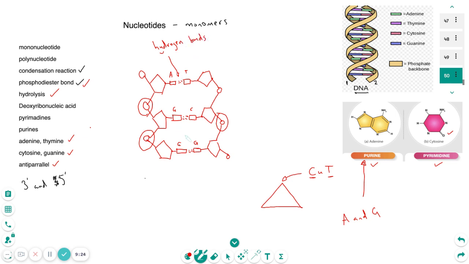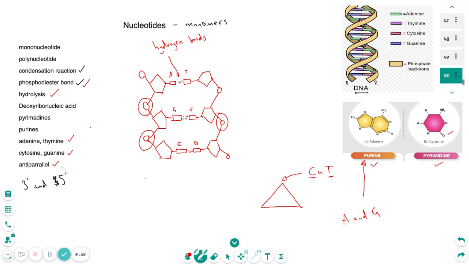So, key thing here, know the different bases. There's 4 of them. Know the 3 different parts that make up a nucleotide: the pentose sugar, the phosphate and nitrogenous base. Know the 2 types of nitrogenous bases, the purines and the pyrimidines, and what the differences are. I use this pyramid and how you cut yourself if it was sharp to remind yourself which 2 bases are the pyrimidines.